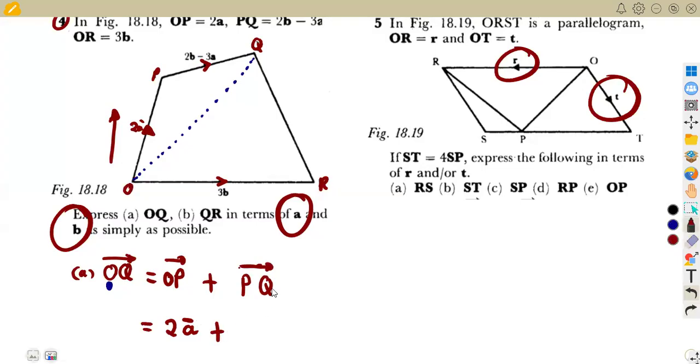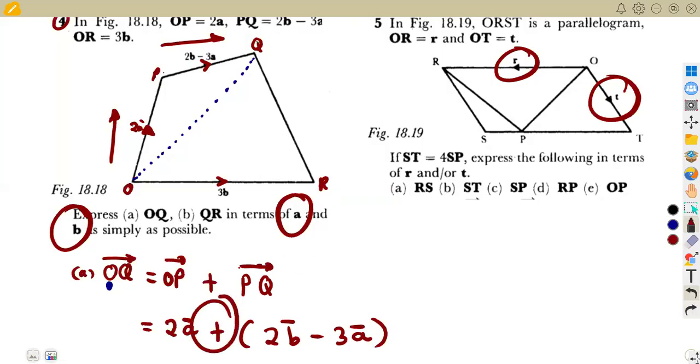All right, plus PQ. From P to Q, we are maintaining the direction also. We are moving this way from P to Q. We are maintaining the direction, so our vector is going to remain as it is, which is 2B minus 3A. So we are supposed to open the bracket to indicate the vector 2B minus 3A like this.